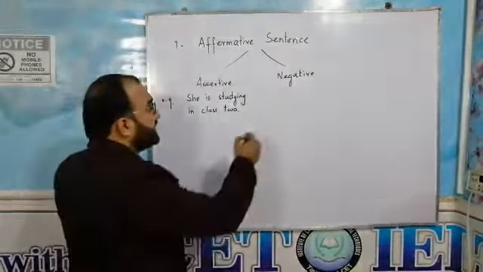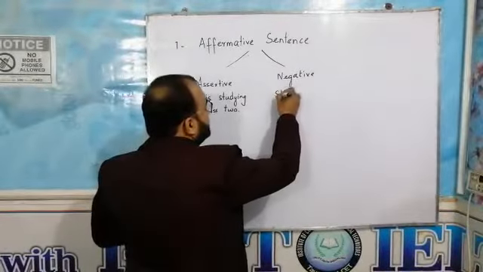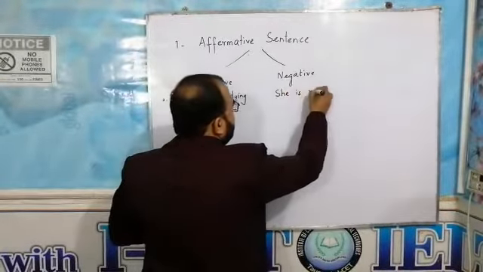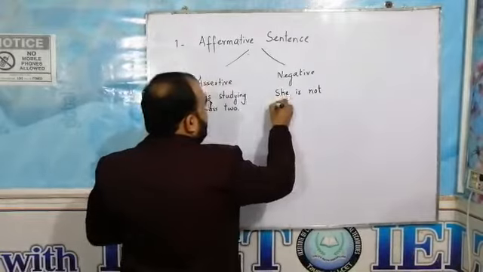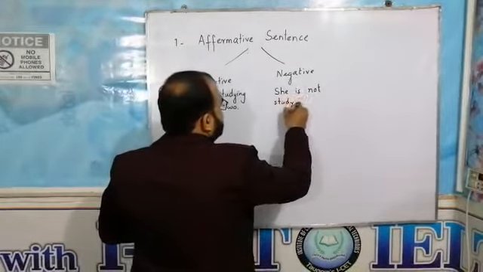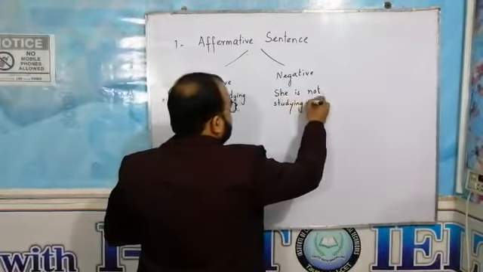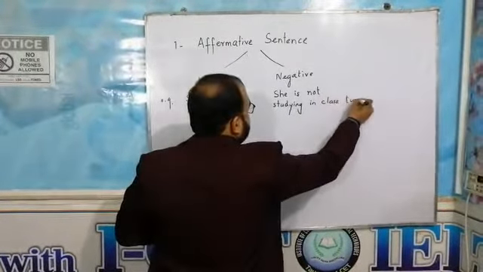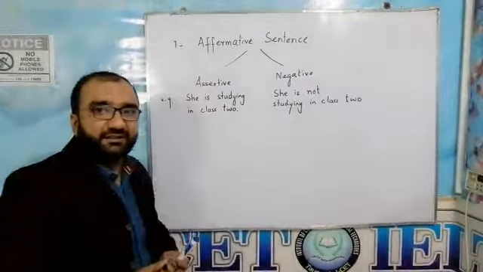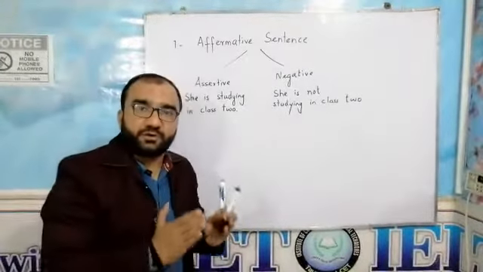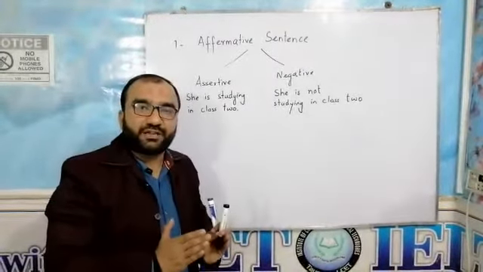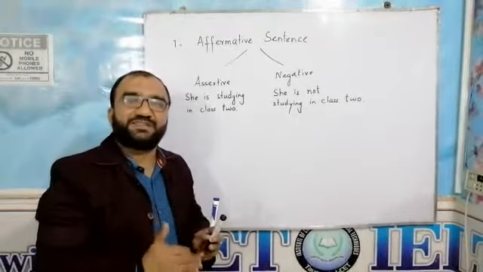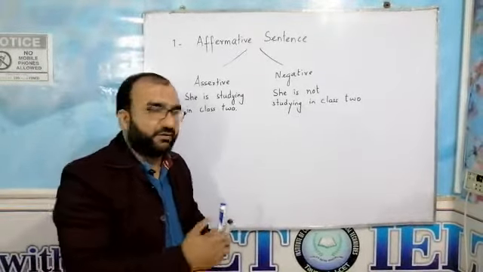For example, if you are saying that she is not studying in class 2, it means that here it's a negation of words. It means that I'm talking about that she is not studying. So this is a negative sentence, right?